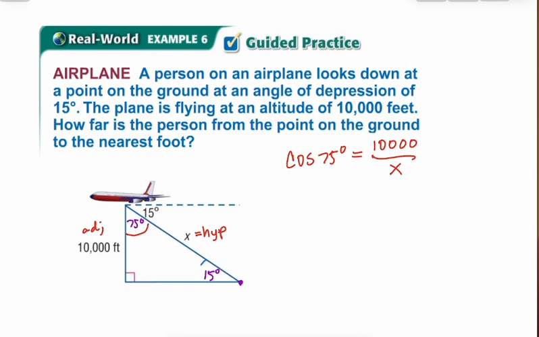But let's say your neighbor decided to use the alternate interior angles are congruent rule and put the 15 down at the bottom. For the 15, this is the opposite. This is the hypotenuse. You can also set up the sine of 15 degrees is opposite over hypotenuse.